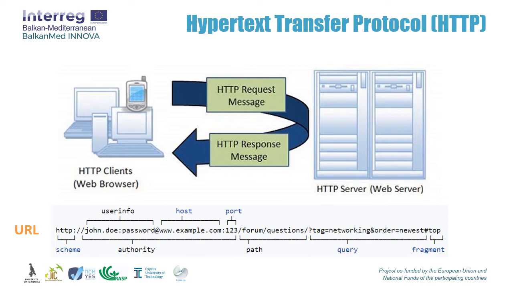Other types of HTTP clients include the indexing software used by search providers, like web crawlers, voice browsers, mobile apps, and other software that accesses, consumes, or displays web content. HTTP resources are identified and located on the network by uniform resource locators.